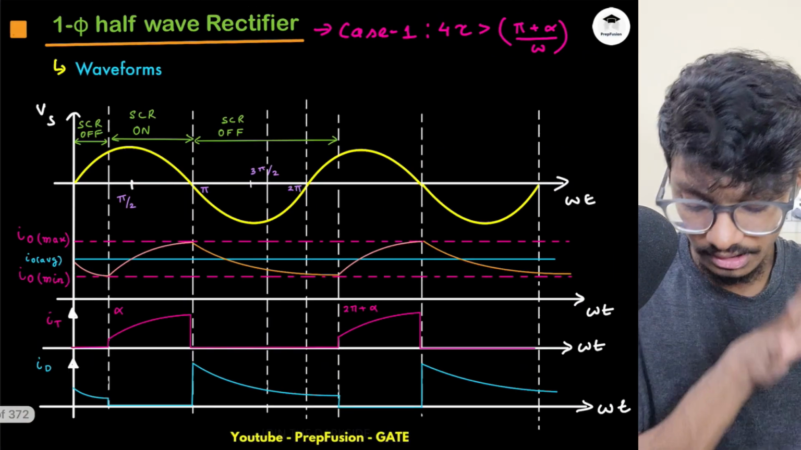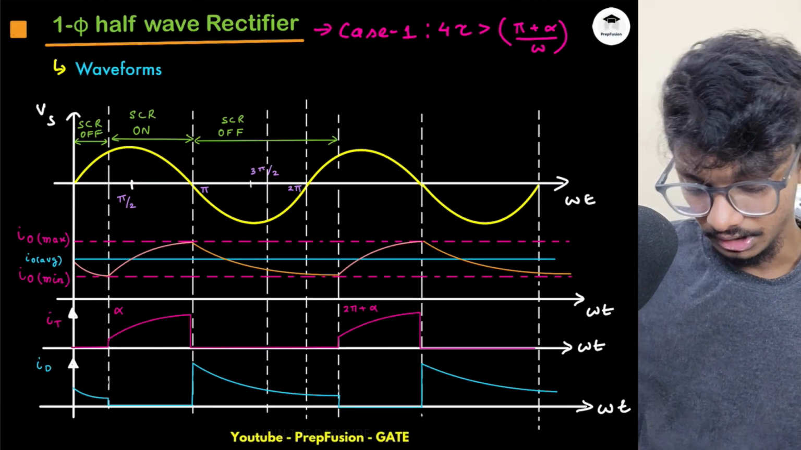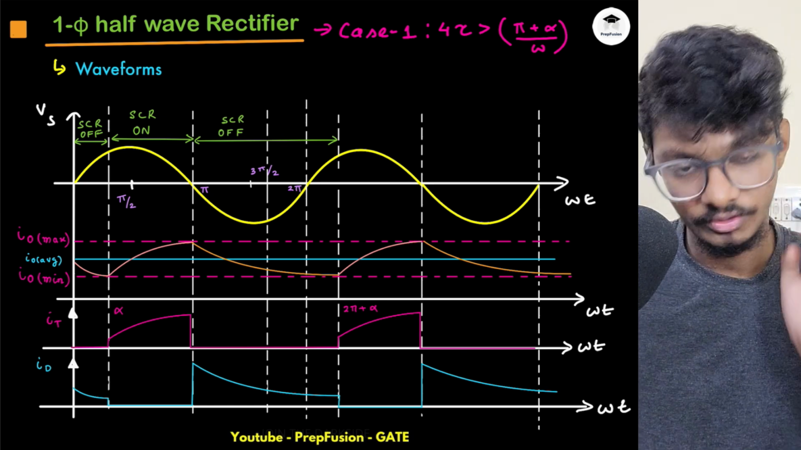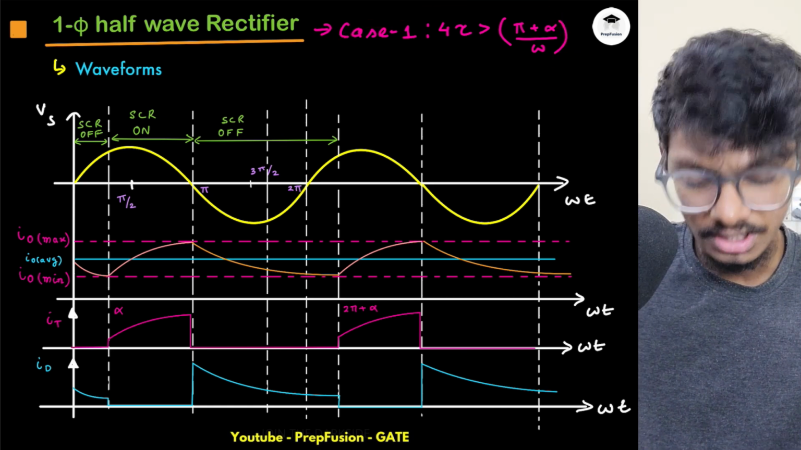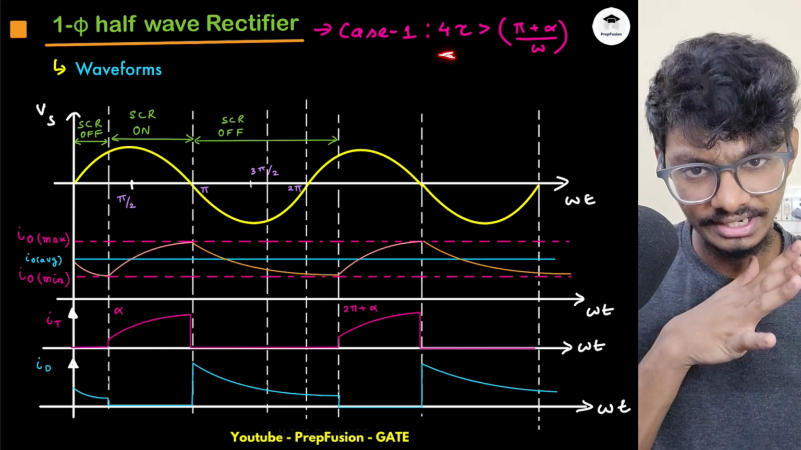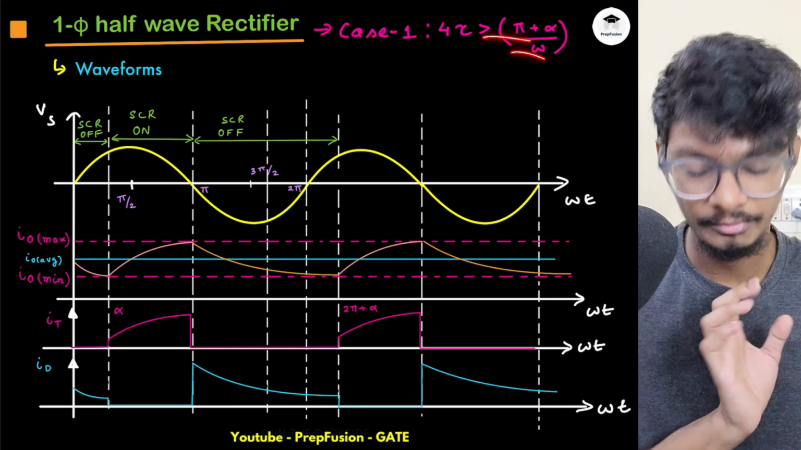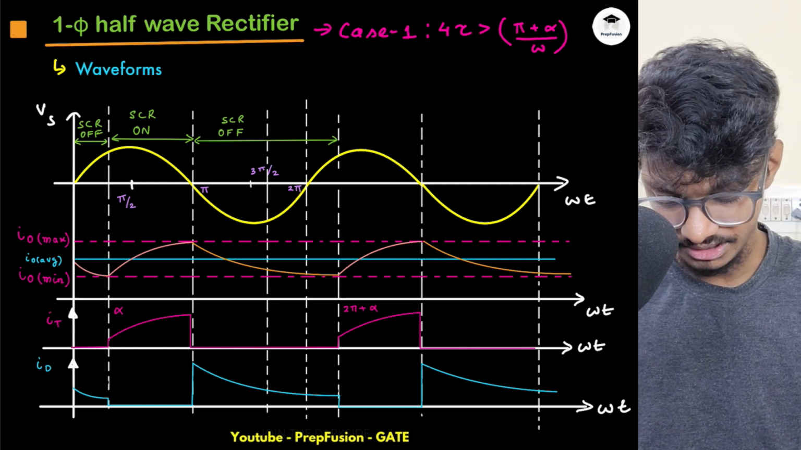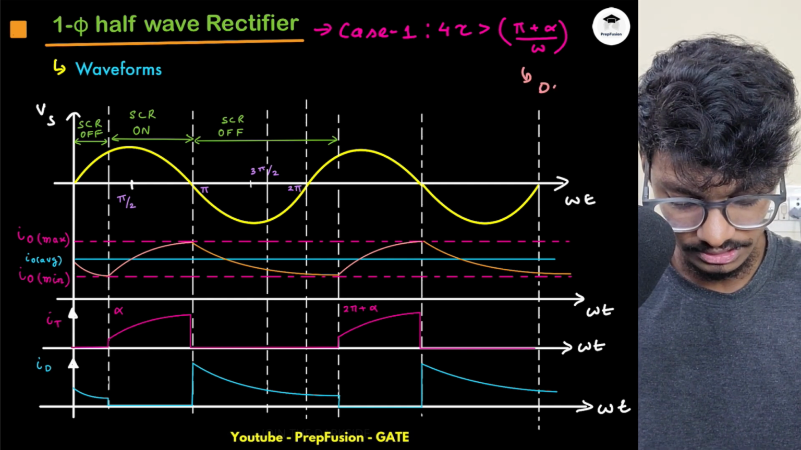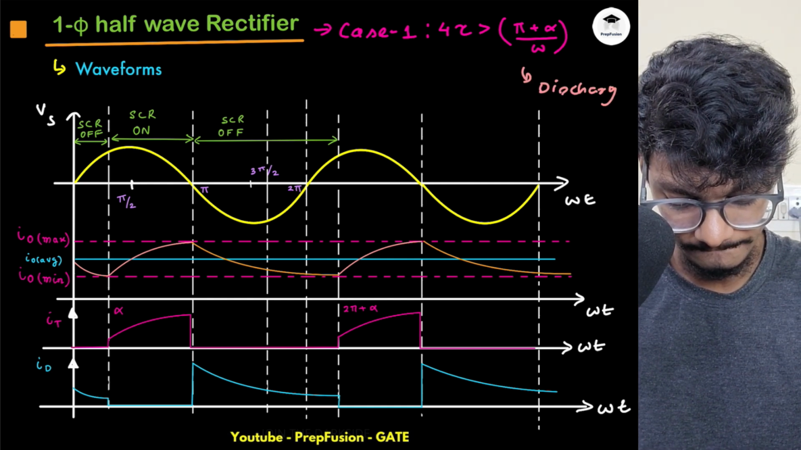Now, what are the waveforms? What are the current waveforms for different cases? Case 1 is when my 4 tau, the settling time, is just greater than pi plus alpha by omega. Basically, this is the discharge time.